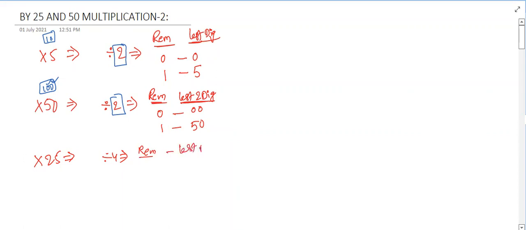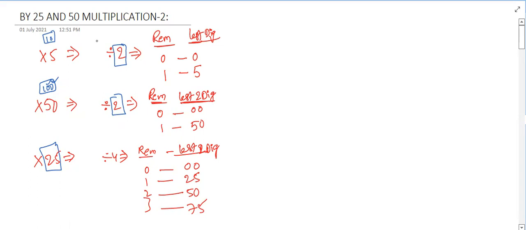Last 2 digits. The remainder possibilities are 0, 1, 2, 3. If the remainder is 0, the last 2 digits are 0, 0. If the remainder is 1, 2, 5. Very good. Remainder 2 is 5, 0. And remainder 3 is 7, 5. So simply, the remainder multiplied by 25 gives the last 2 digits.